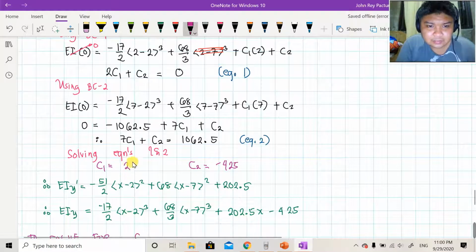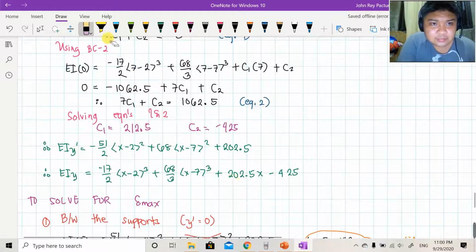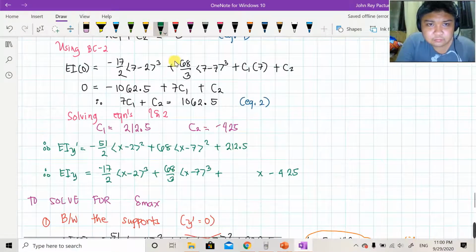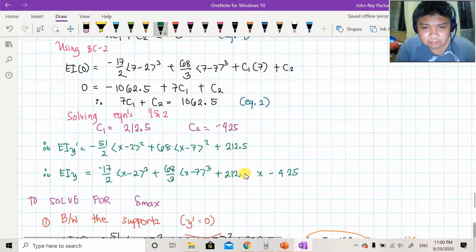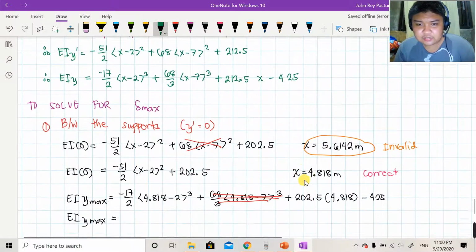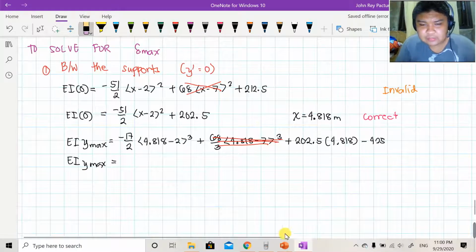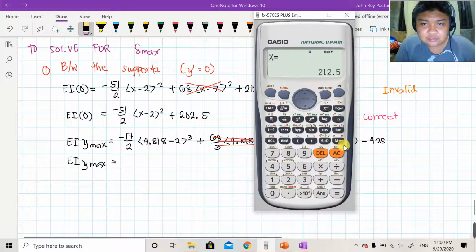Huwag kang mag-alala, wala naman dito mababagong masyado class. So, if you check this one, ganun lang. Palitan mo lang to. 212.5. So, 212.5. Buti na lang, no? Nakita agad natin yung error. Tapos dito, palitan lang natin. 212.5. So, therefore, still invalid pa rin naman yan. Huwag kang mag-alala. So, check ulit natin.